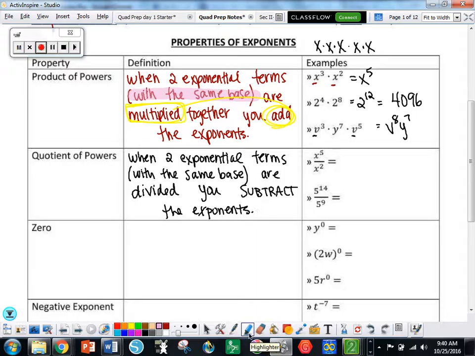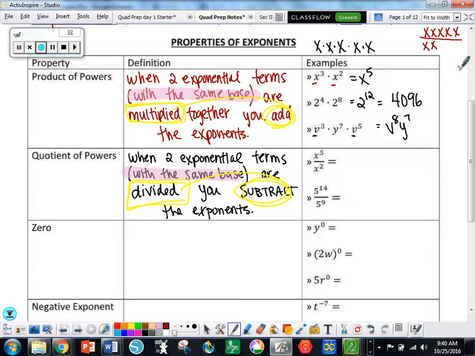Okay, so on this one, they have to have the same base. When we are dividing them, we will subtract those powers. So it will look something like this. This is why, if I had x to the fifth, it's x, 2, 3, 4, 5 divided by x squared. So this is the reason why you subtract them.